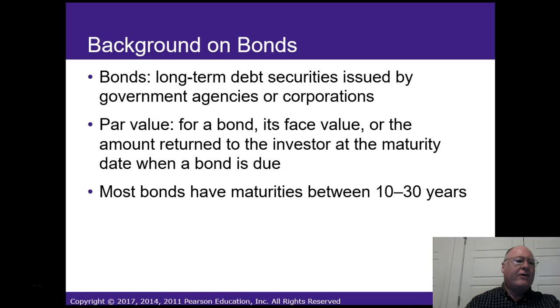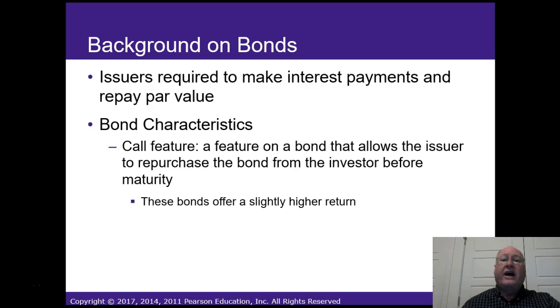And just to give you a little background on bonds, bonds are any long-term debt securities that are issued by government agencies or corporations. A term for bonds is something called par value. For a bond, it's its face value or the amount returned to the investor at the maturity date when the bond is due. And most bonds, when they're issued, have maturities between 10 and 30 years. Issuers are required to make interest payments and to repay the par value of the bond itself.